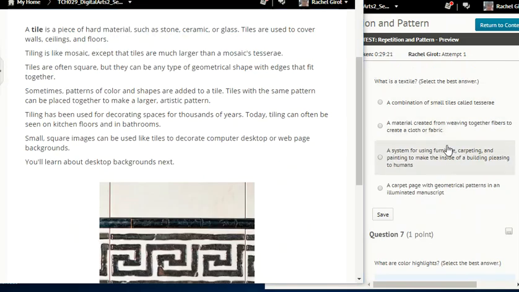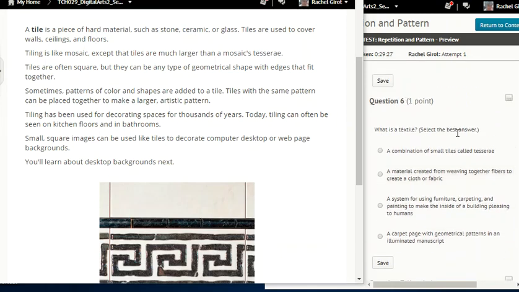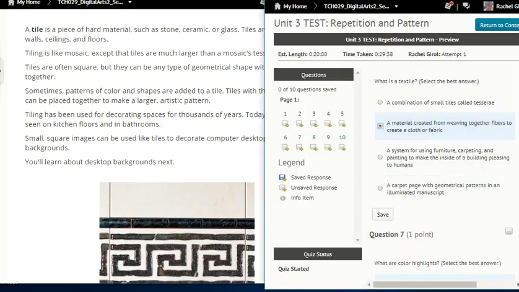Okay, so I was just skimming through the questions to see which ones we haven't answered yet, and one of them was question 6, what is a textile? And if you remember, a textile is a material created from weaving together fibers to create a cloth or fabric. So click save on that one.